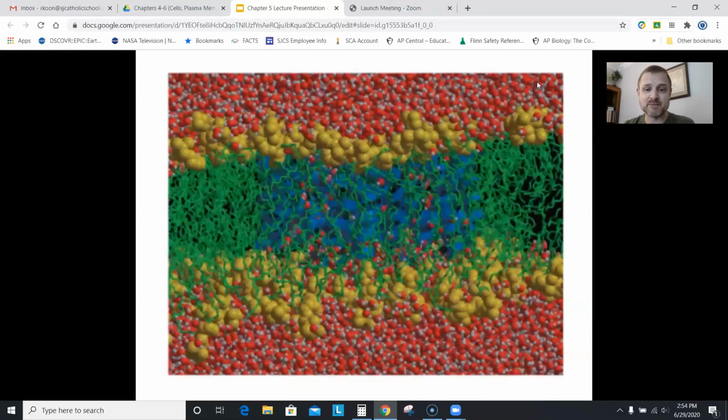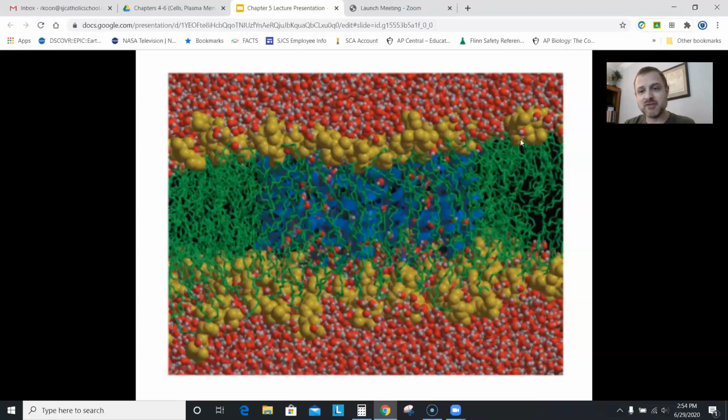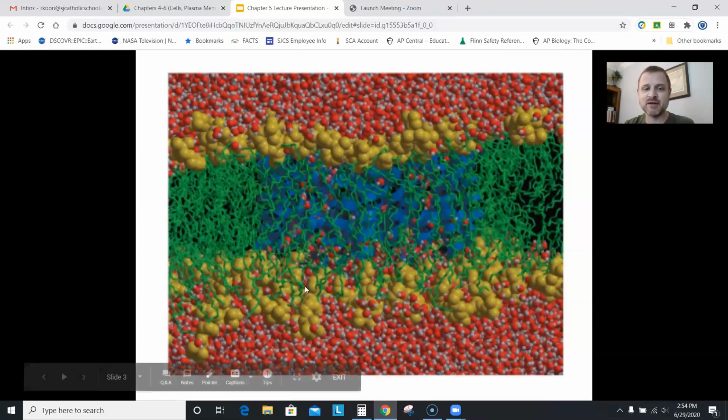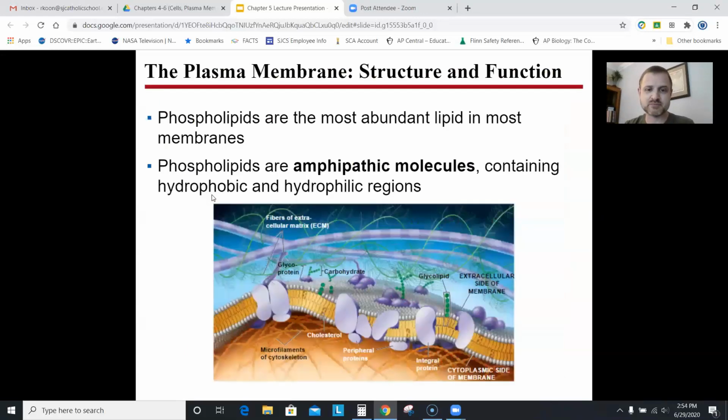In this picture, the red spheres with the little gray heads on either side are water molecules. The yellow globular things are phosphate heads of phospholipids, which are facing water on the top and the bottom. The green are the fatty acid tails, which are nonpolar, so they're pointed away from the water. The little blue spiral things represent integral proteins, which go through the entire cell membrane.